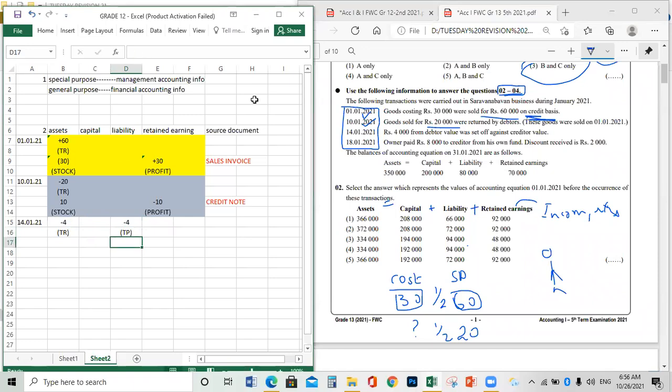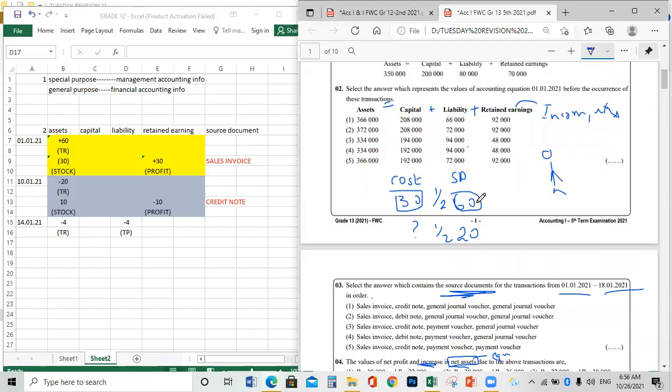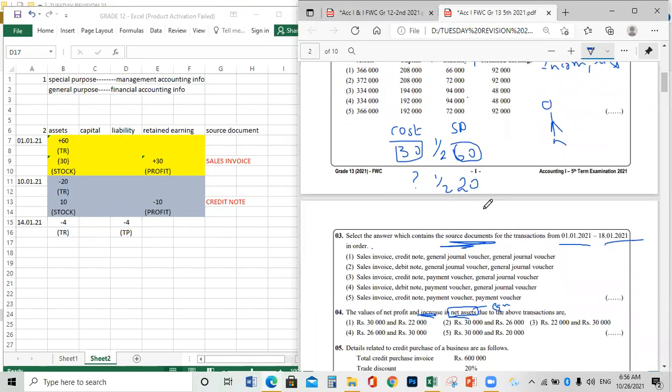Guys, when there is a set off entry, trade payable as well as your trade receivable both reduce. Trade payable as well as your trade receivable both will reduce when there is a set off entry.